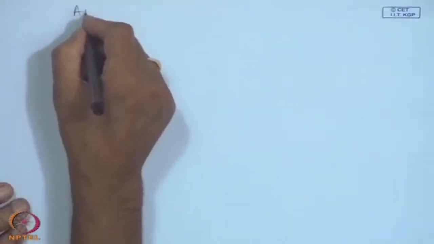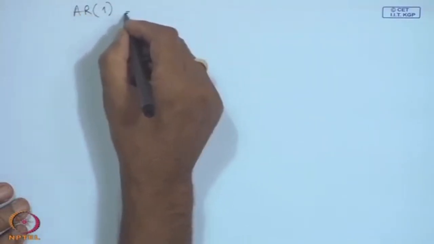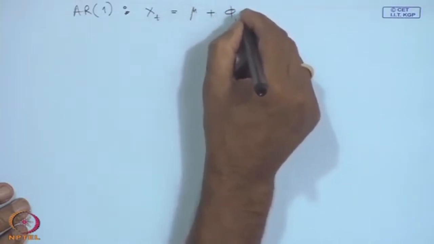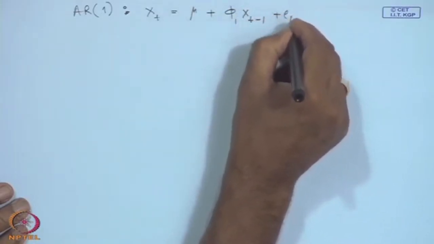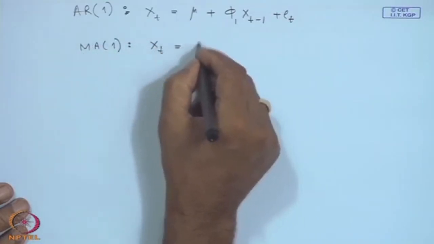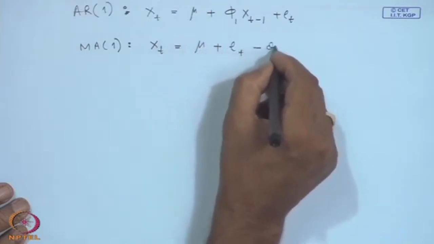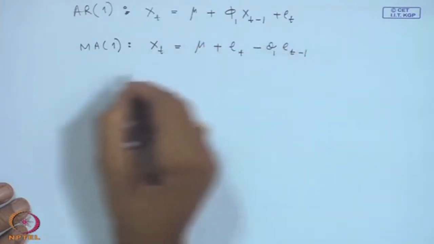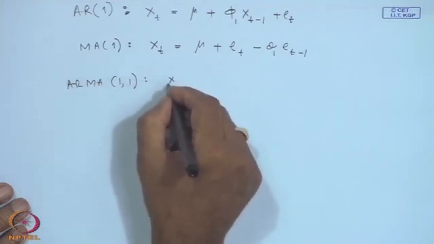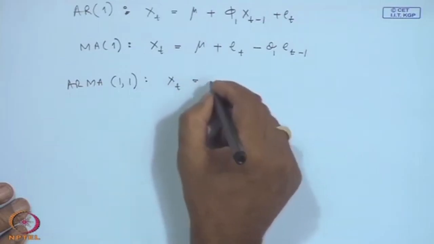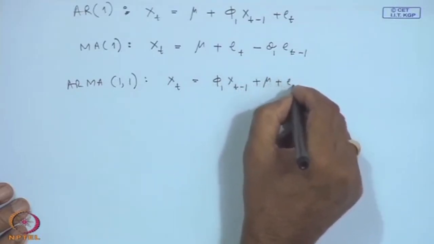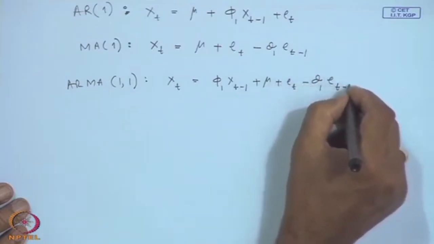We will say AR 1 as x t equals some constant mu plus phi 1 x t minus 1 plus e t. Similarly, MA 1 we shall say x t as equal to mu plus e t minus theta 1 e t minus 1. And we will say ARMA 1 1 is x t equal to phi 1 x t minus 1 plus mu plus e t minus theta 1 e t minus 1.